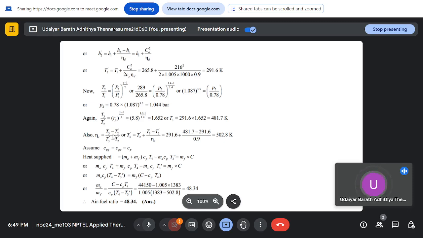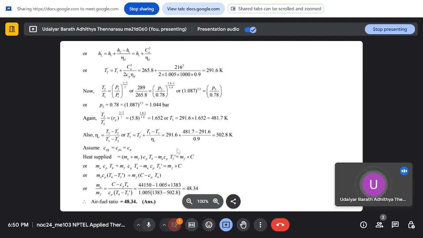So now to assume the Cp as constant, heat supplied will be the change in my enthalpy across the combustion chamber. So the combustion chamber inlet is at temperature T3 dash and exit is at temperature T4, and also the inlet... so doing an energy balance across the combustion chamber.